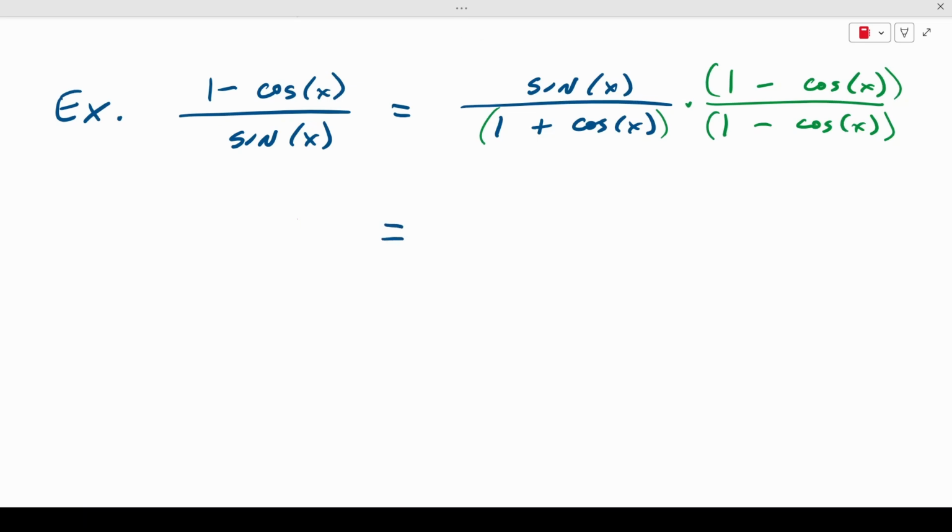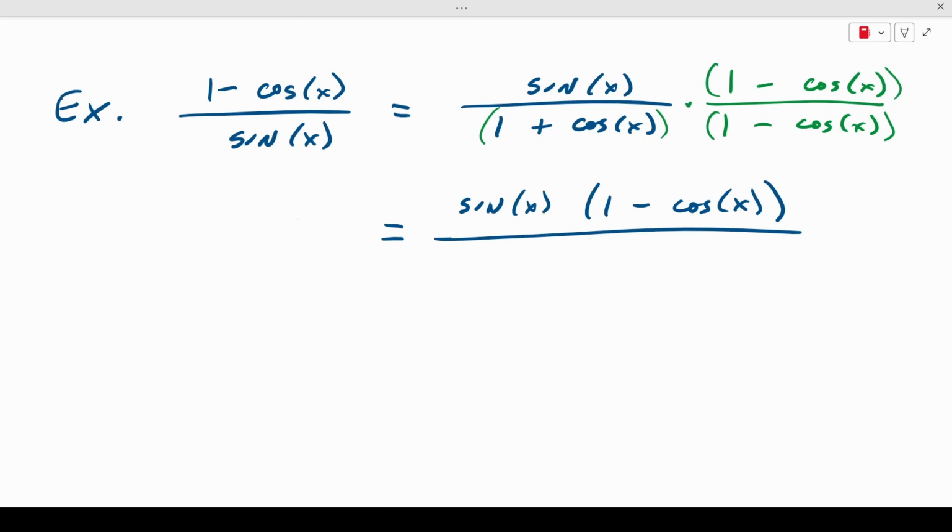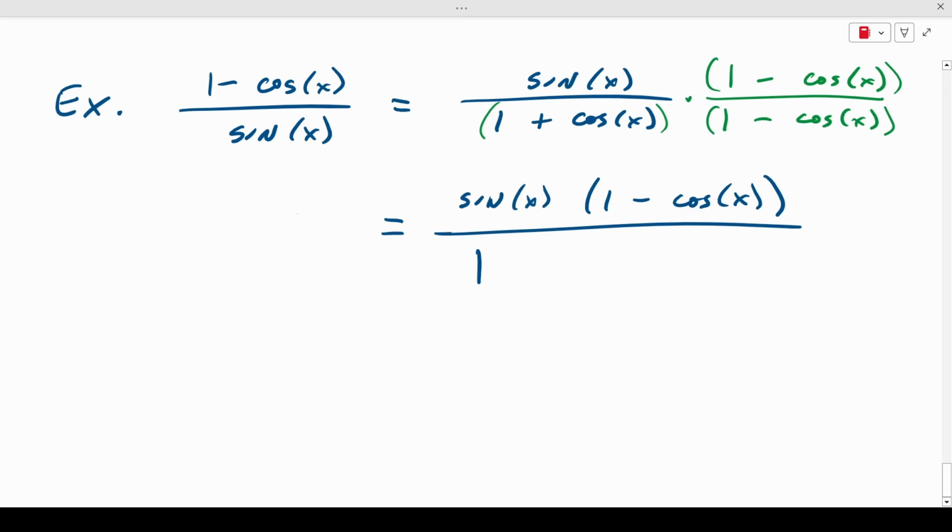And what do I get? Well, let's just write the numerator like this. I don't really know where this is going to go, so I'll just write it out like that. The denominator, though, I'm going to multiply out. I'm going to FOIL. 1 times 1 is 1, plus cosine x minus cosine x, so those cancel out, and then minus cosine x squared. Okay, now see, this is good because cosine x squared is useful in terms of the Pythagorean identity.